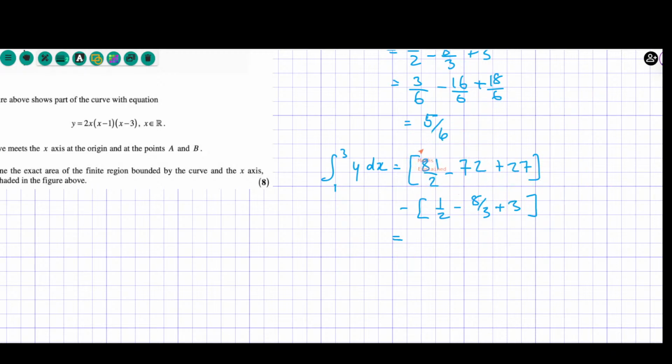Well, this is 40.5, take 72 plus 27. You know what? I would just plug that straight into a calculator. Why waste time doing mental arithmetic in an A-level exam? I mean, there are times to practice mental arithmetic, but there are definitely times not to. We just evaluated this thing. That was 5 on 6. So whatever this is, put that into your calculator, subtract 5 on 6, and you should get negative 16 on 3. Now, it is a negative area, as expected, because it's below the x-axis.